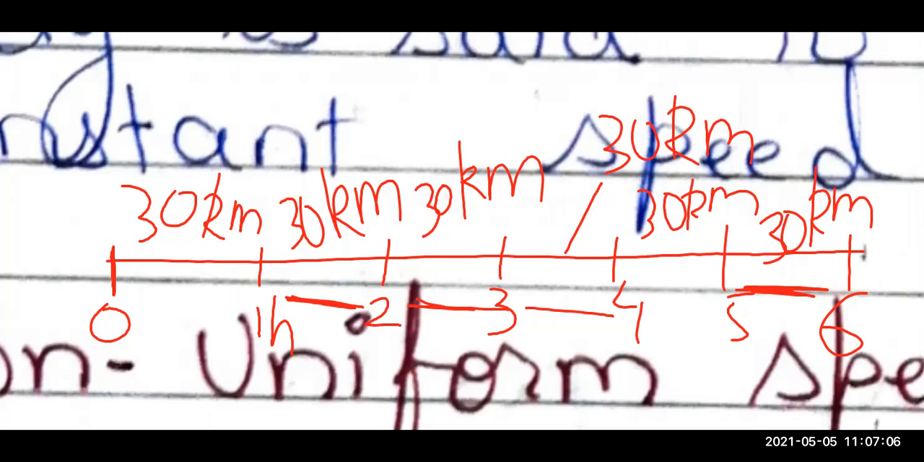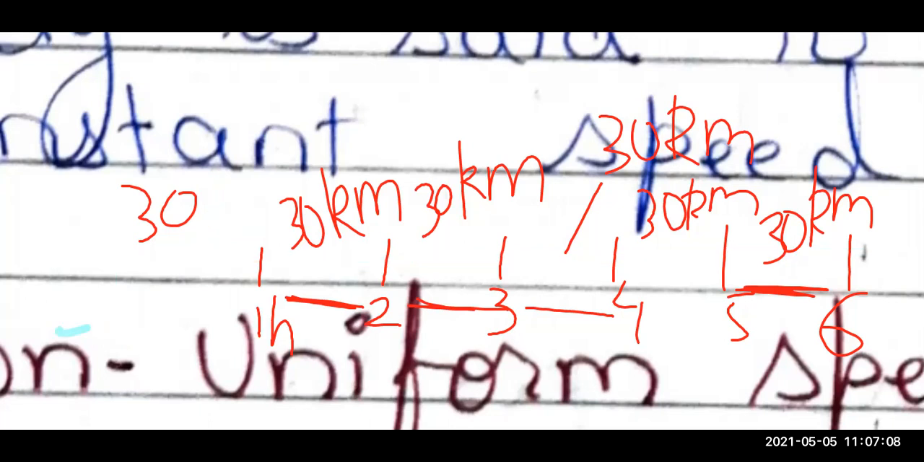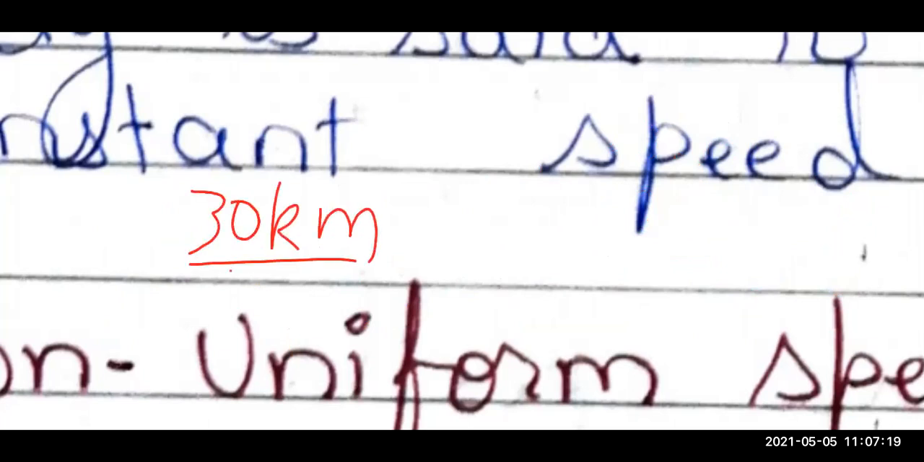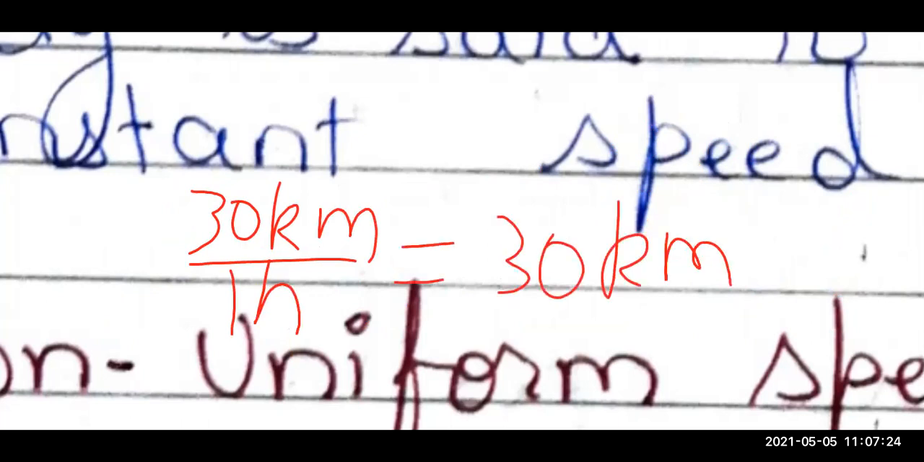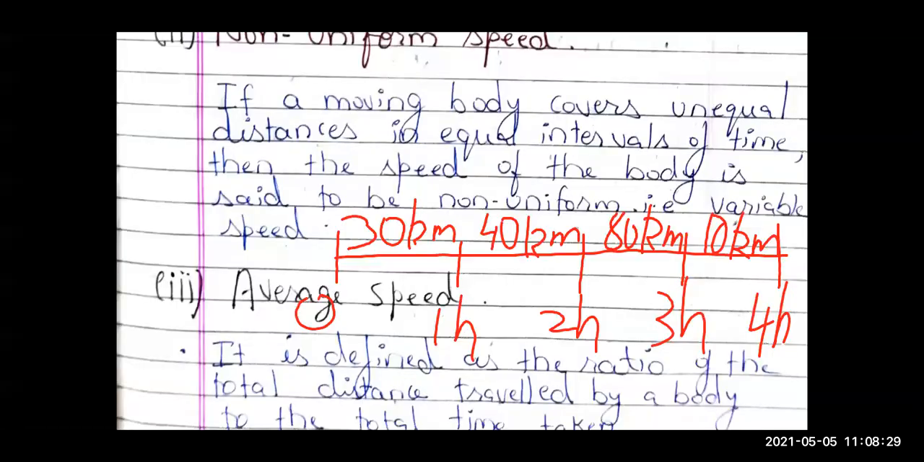So as equal distance is covered in equal intervals of time, this is your example of uniform speed. Here the speed is 30 kilometer upon 1 hour, because distance by time. So your speed is 30 kilometers per hour. So here your car is moving with a uniform speed of 30 kilometers per hour as it is covering equal distance of 30 kilometers in every 1 hour.